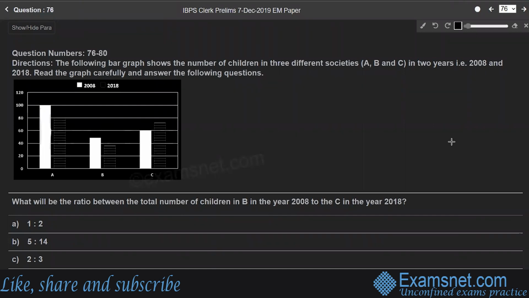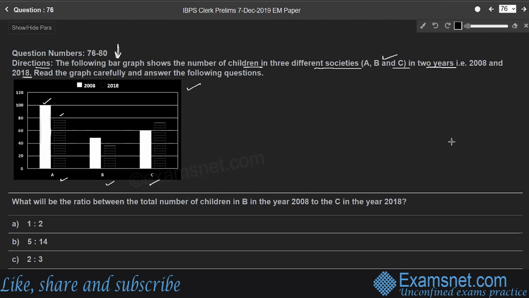Students, question number 76 to 80. These questions are based on the information given below. The direction is, the following bar graph shows the number of children in three different societies, A, B, and C, in 2 years, that is 2008 and 2018. Read the graph carefully and answer the following questions. Here is the bar graph. In three different societies A, B, C, the number of children are given. The shaded part indicates number of children in 2008, whereas the non-shaded part indicates number of children in 2018.